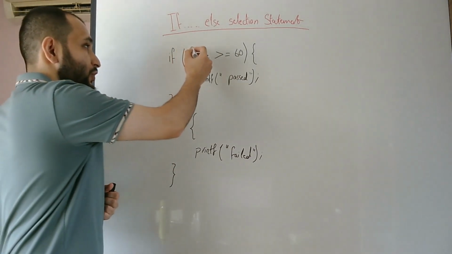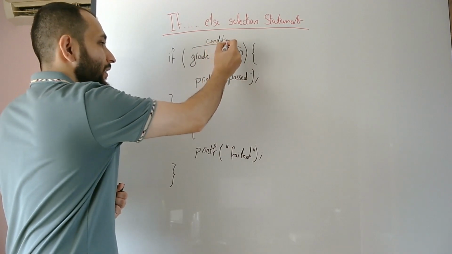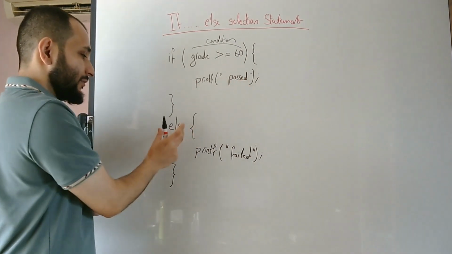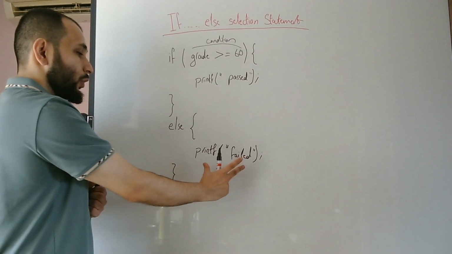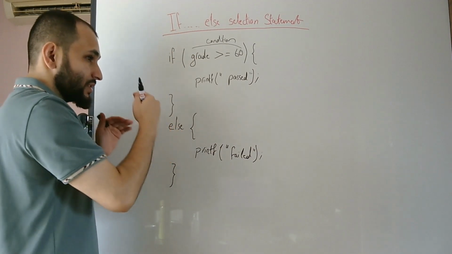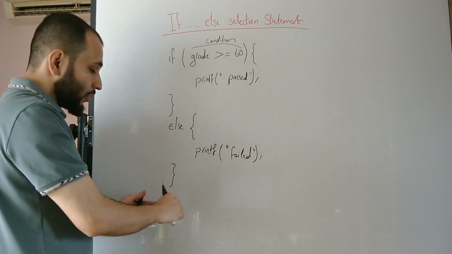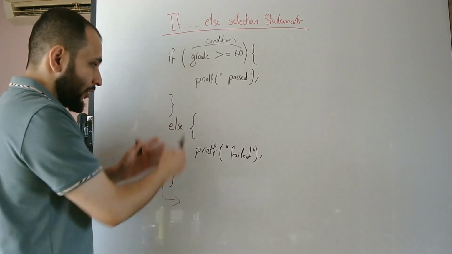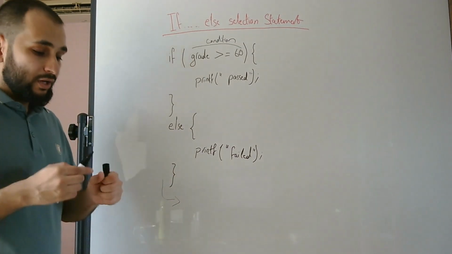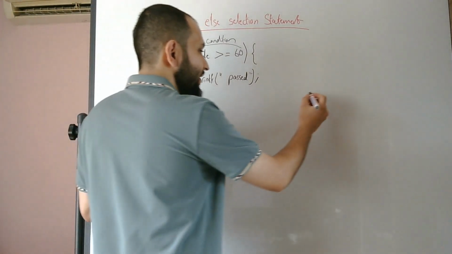So this is a condition, and if it's true, this block of code is going to be executed, and if it's false, this block of code is going to be executed. And after the if statement and the else statement is completed, then the execution of the program will continue from the bottom of this if and else statement to the rest of any other code that we might have in here. So now let's go and see the flow chart for the if and else statement.